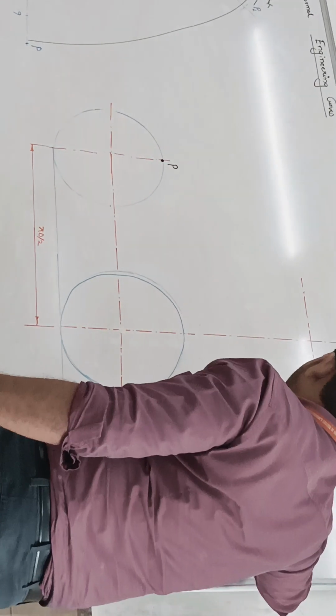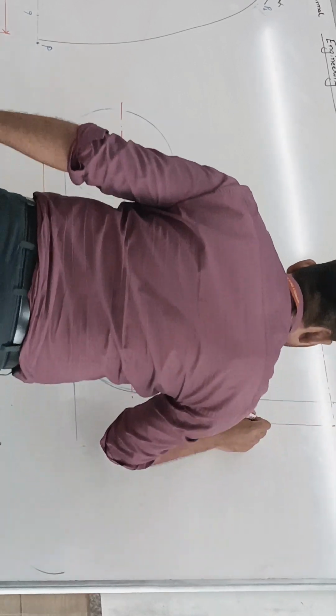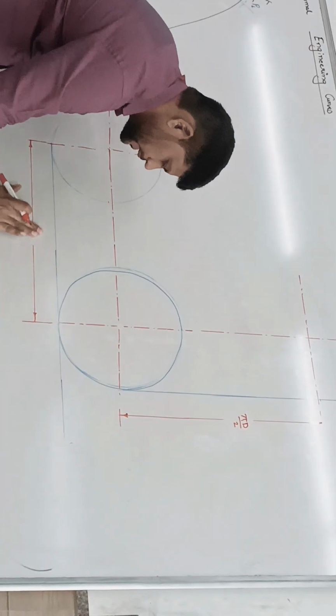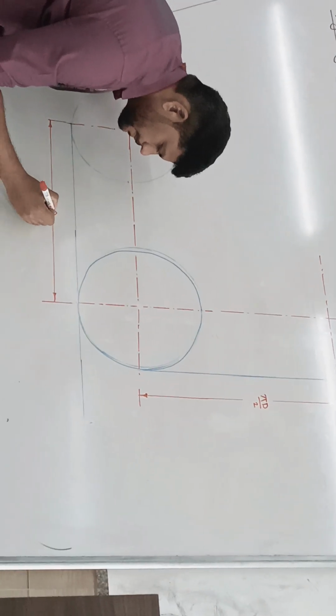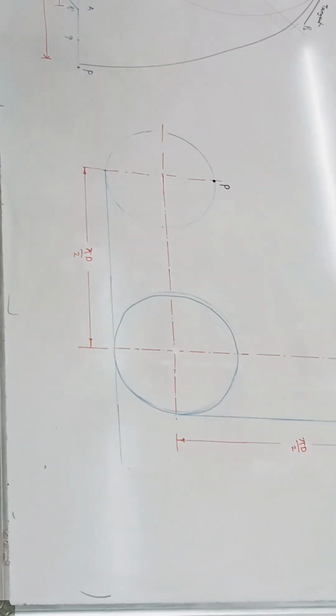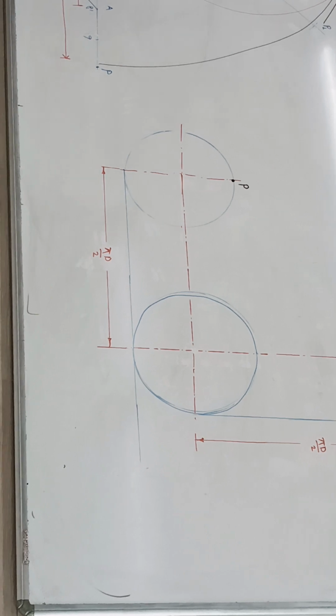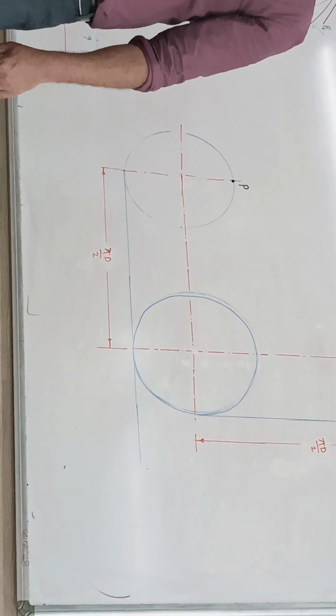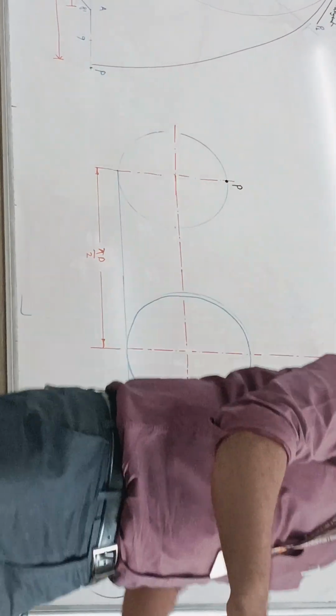Now here also there is the same problem. Look, first erase the dimension here and write pi d by 2. If you are following the unidirectional method, then you can write aligned. Is this clear? Then we have to draw another circle.